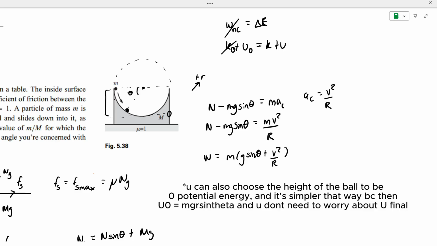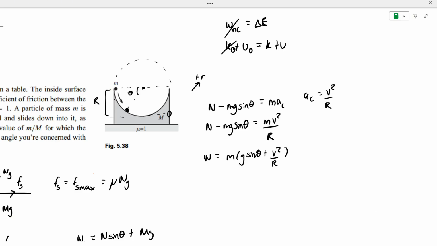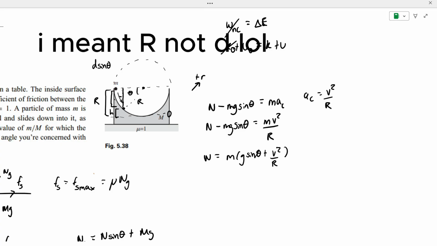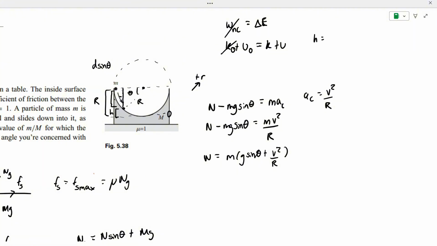So at the top over here, the height is going to be r. And over here, I'm going to draw it a bit higher just so we can tell. This over here is going to be h, I'm just going to call this h. And then this over here, let me draw that so it's a little more obvious. This is r, and this vertical line is going to be d sine theta. So h is going to be equal to r minus d sine theta. And yeah, d is r, my bad.